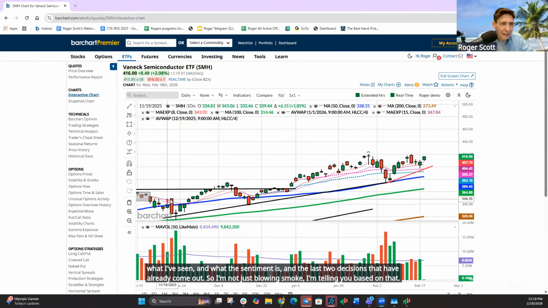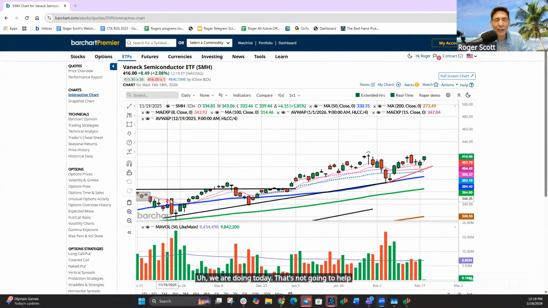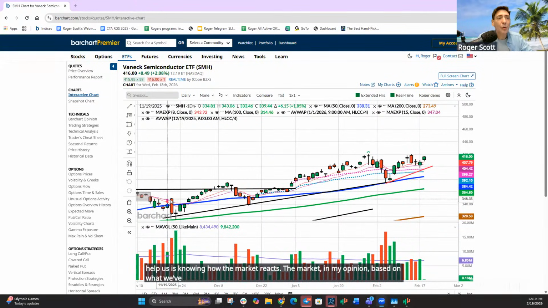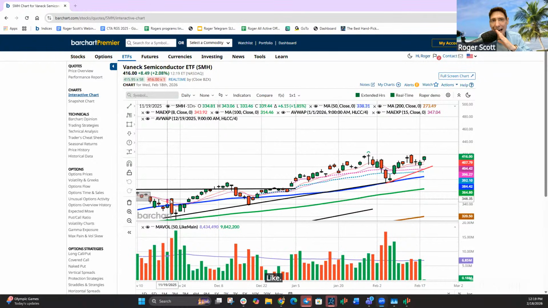That's not going to help us much. What's going to help us is knowing how the market reacts. The market, in my opinion, based on what we've seen before, would be extremely bullish heading into this decision. Like making a new 52-week high, bullish on this decision.